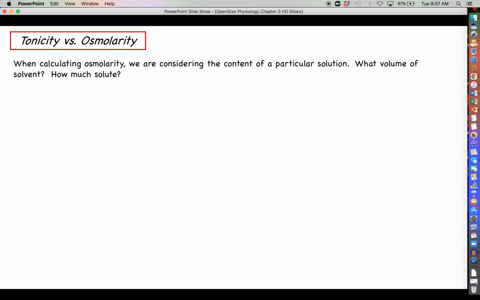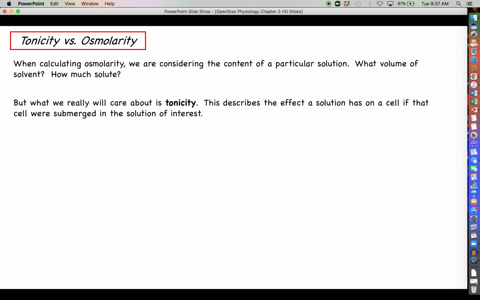Okay, so when you're calculating osmolarity, we are considering the content of a particular solution. We need to consider not only how many solute particles there are, meaning how many moles of solute, but also what is the total volume of solution. So calculating osmolarity is usually the best way of determining whether osmosis is going to occur or not. If you have a difference in osmolarity, that's most of what you need to know. But the outcome that we really care about is actually what is called tonicity.